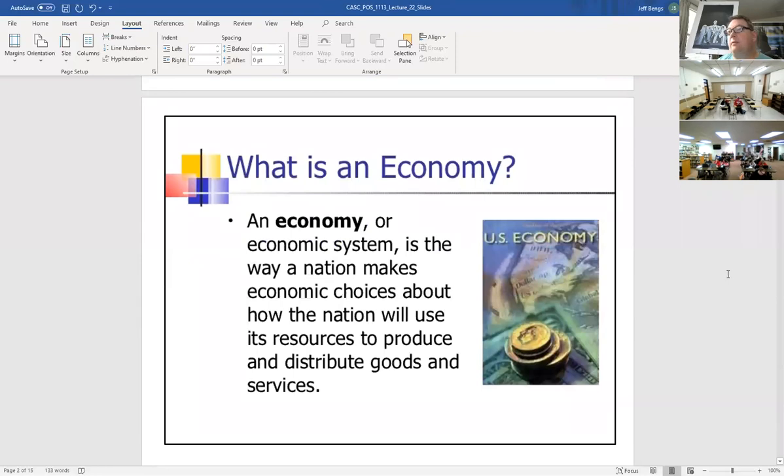So we're going to begin with the very basics. And today we'll just focus on the economic policy, probably finish up with the economic side of it.